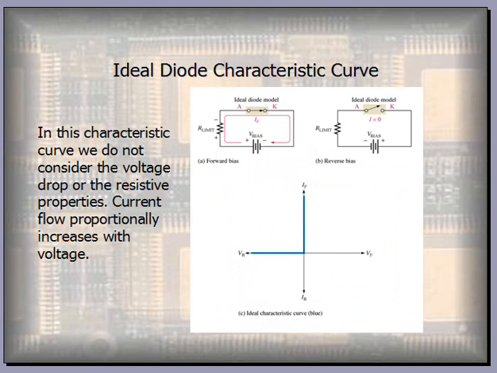An ideal diode characteristic curve is shown below. In this characteristic curve, we do not consider the voltage drop or the resistive properties. Current flow proportionally increases with voltage.